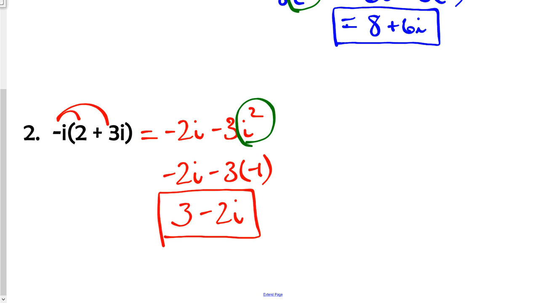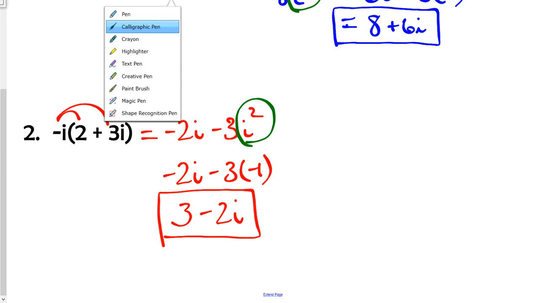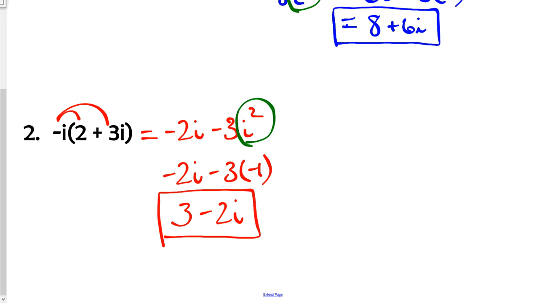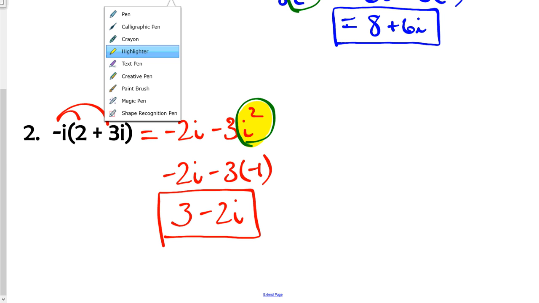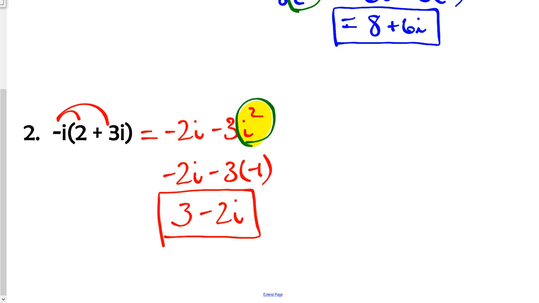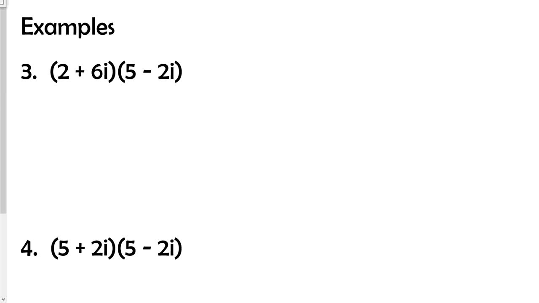Easy peasy, right? Basically the same thing as multiplication of an algebraic monomial times a binomial. It's the exact same thing. The only real difference is that when you're looking at this i squared over here, we're just remembering that it doesn't really stay i squared. It gets converted into a negative 1. All right, so let's take a look at two other ones, but this time we're going to notch up the difficulty just a little bit.